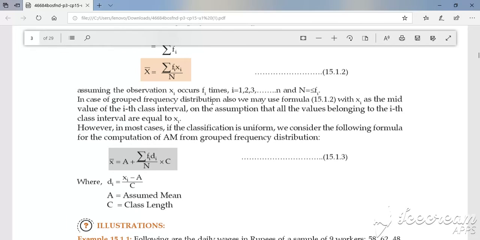Okay. Now here what they have given, x bar equals a plus summation fi di by n into c. This is nothing but whenever you have xi's and fi's that are large or big numbers, finding fi xi will be a tedious process, or it will take time. So instead of considering that direct value, you have to consider this di.